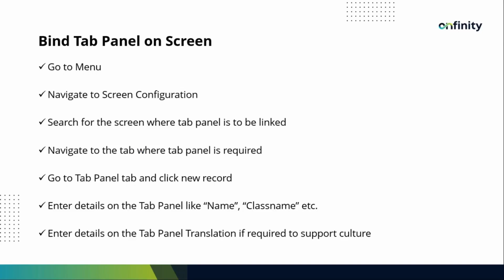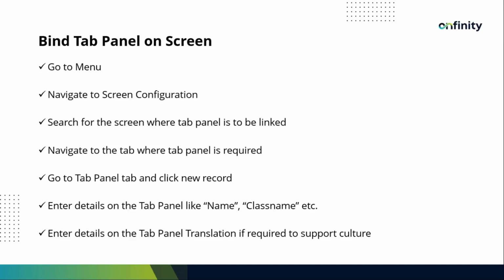A screen, as you may already know, can contain multiple tabs. Where the tab panel is required on a particular tab depends on the user's requirements or the desired functionality. Next, go to the Tab Panel tab. Within the tab, there is a child tab specifically for tab panels. You then need to create a new record.